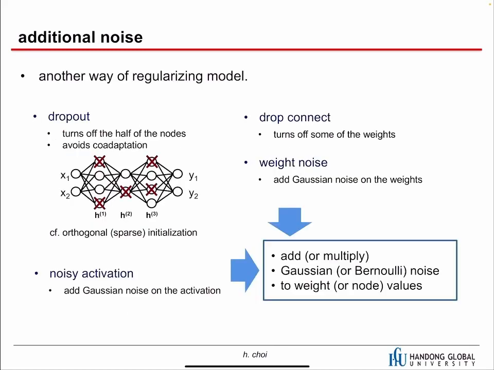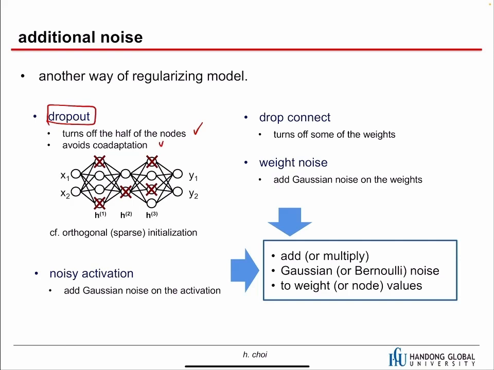Another popular regularization is adding noise. The most popular one is dropout. And dropout is a popular method in deep learning. With dropout, we can turn off half of the nodes for every training iteration. And with dropout, we can avoid co-adaptations. You can learn these things in deep learning.